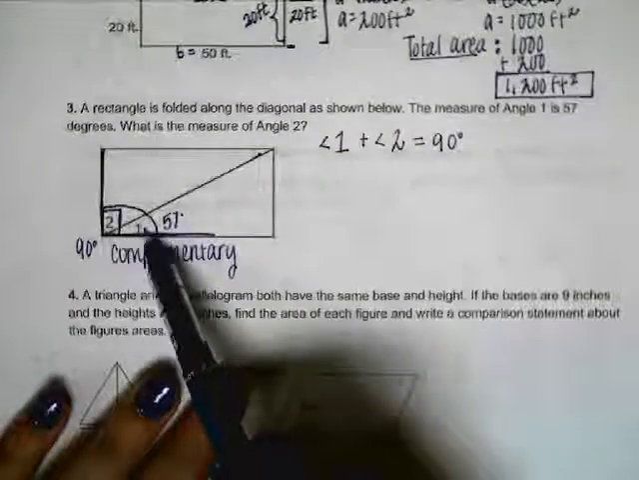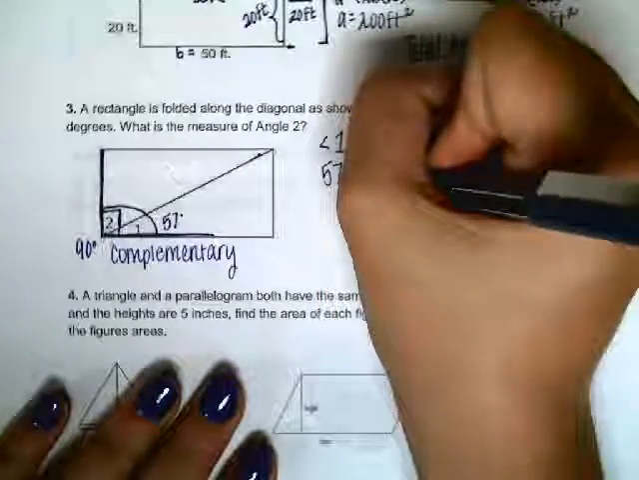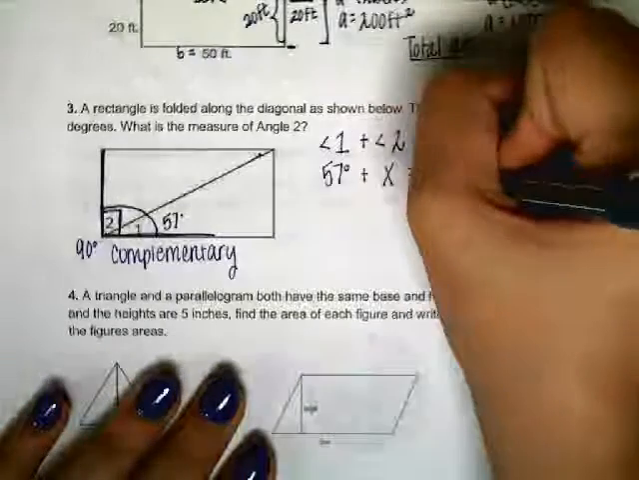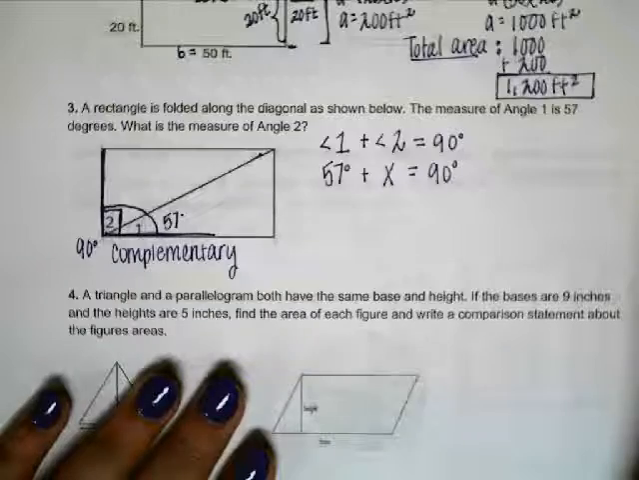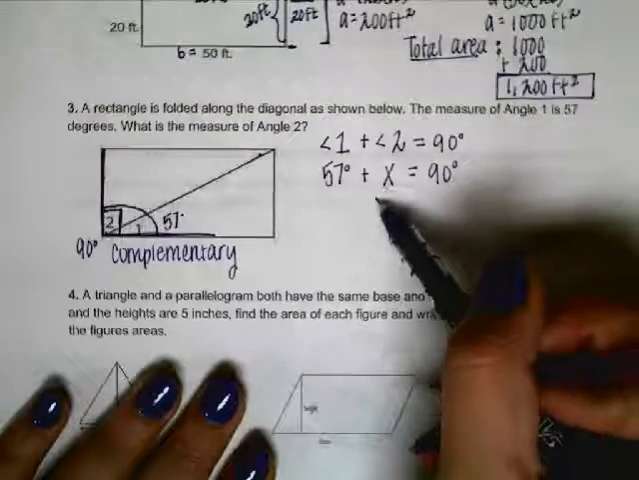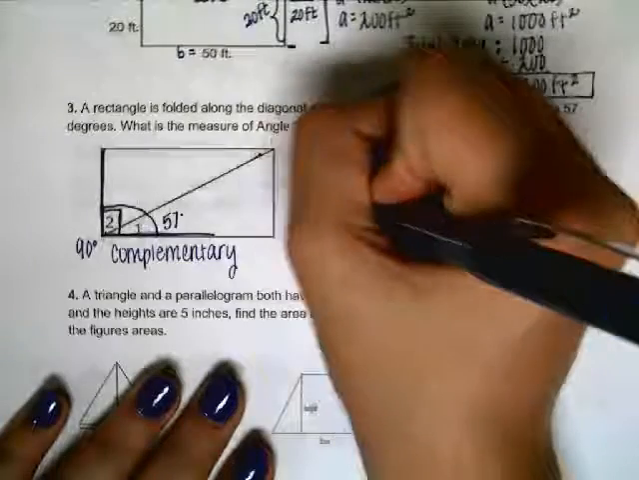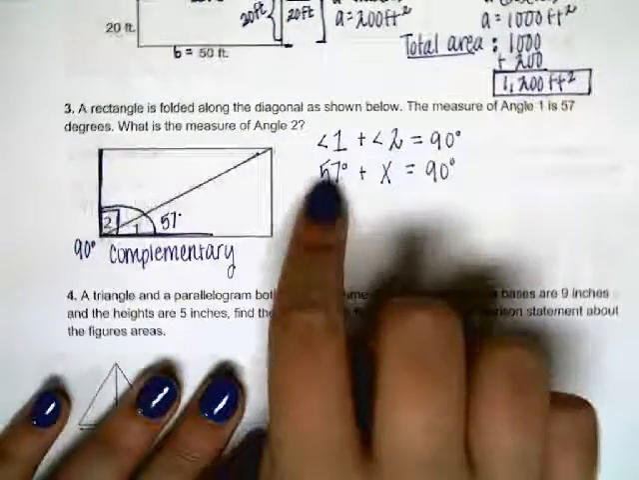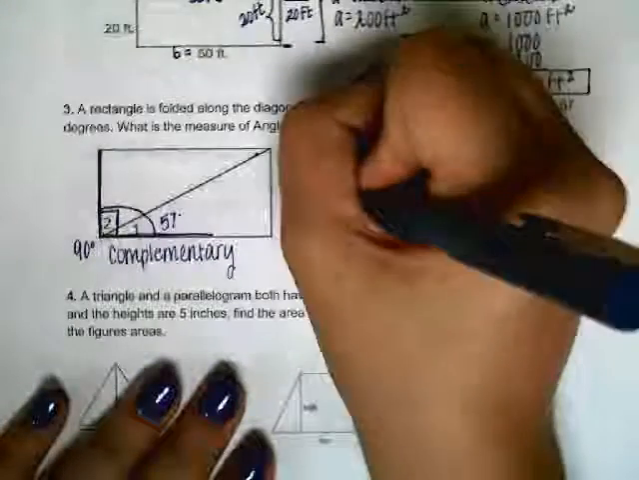I know that angle 1 is 57 degrees, and I'm looking for angle 2, so I'm just going to put an X in its place. My goal is to get the missing angle by itself, in this case, X. So to do that, we have to get rid of our constant first. To get rid of a constant, you have to either add or subtract. In this case, we're subtracting since it's already positive. We want to subtract 57 from both sides.